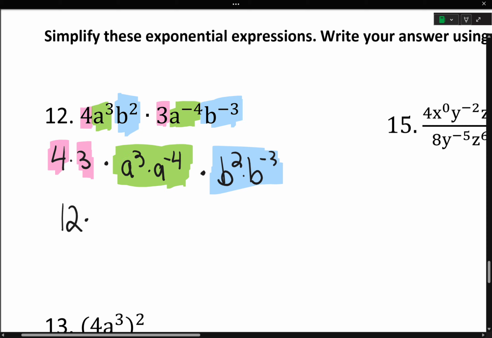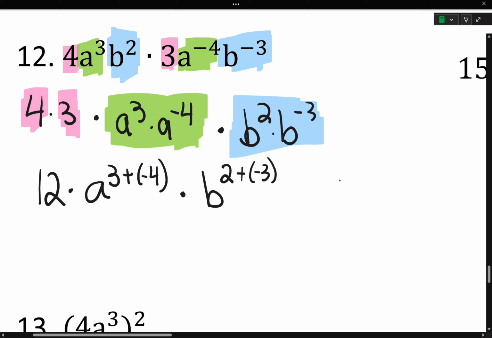When we're multiplying two of the same bases, like a's and b's, what we do is we add their exponents. So we get a to the power of 3 plus negative 4, and b to the power of 2 plus negative 3. Let's keep simplifying. I think I'm going to have to make this a little smaller. 12 stays 12. There's nothing I can do with it. For a, I get an exponent of negative 1. And for b, I also get an exponent of negative 1.